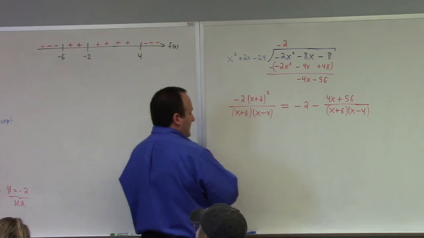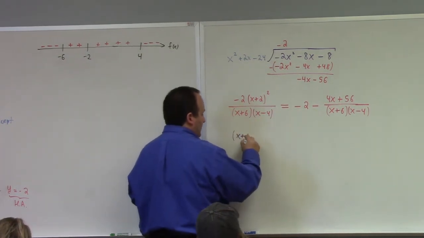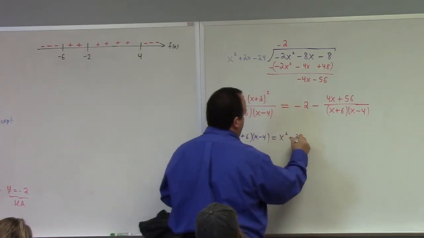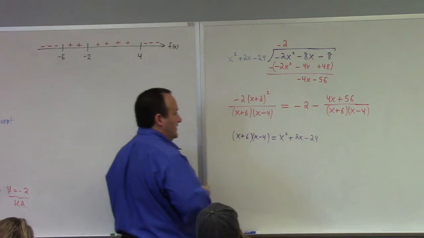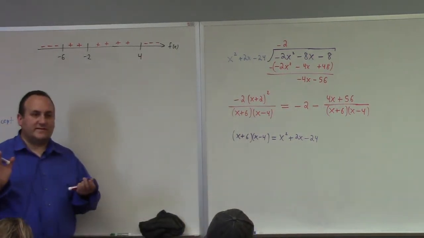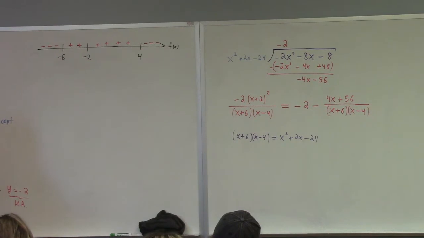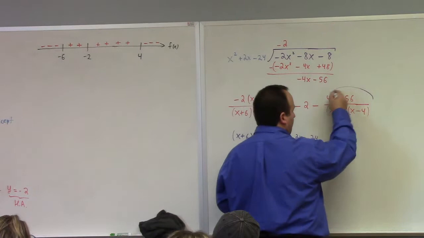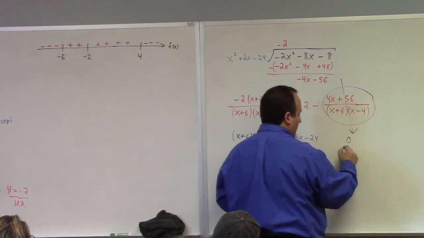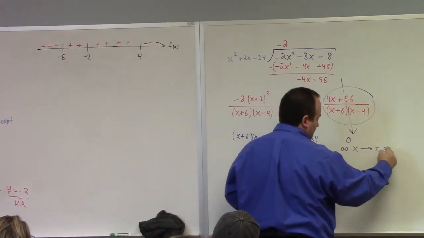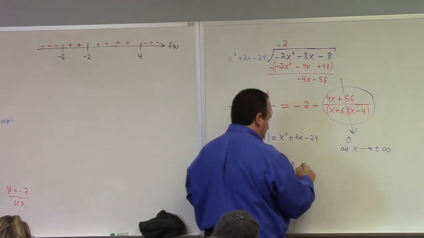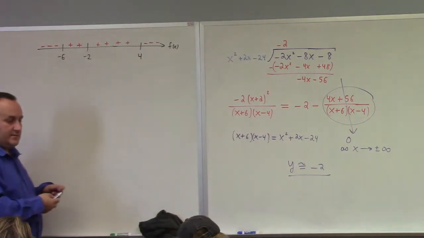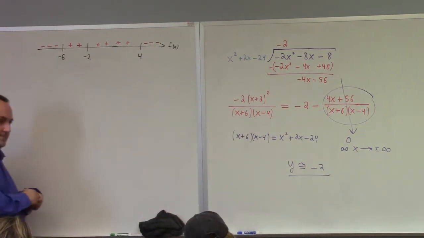You can keep in mind that x plus 6 times x minus 4 is actually equal to x squared plus 2x minus 24, if you're fuzzy on why I wrote the fraction of it. Anyway, the larger point is just this. If that's how the long division works out, what happens as x goes to plus or minus infinity? This piece goes to 0 as x goes to plus or minus infinity, and you have y is approximately just equal to minus 2. That's your horizontal asymptote. That's what the function looks like in terms of the large scale behavior of it.